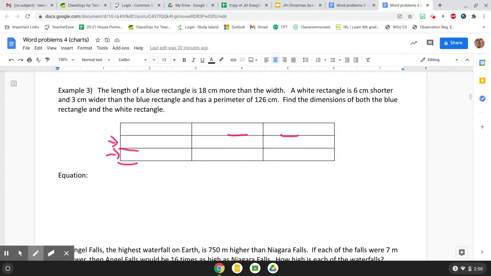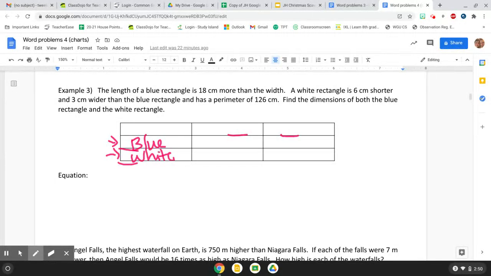Whew, okay, that was a lot of information in just a few short sentences. Well, let's back up a second. Start with your two objects. The two objects here would be your blue rectangle and your white. Now we have to go back and figure out what they said about those different things.